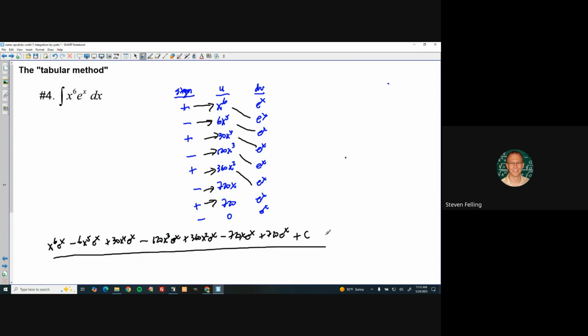All right, and that should wrap up everything we need to know about integration by parts. Definitely master this one and use substitution are the main two that we really, really like.